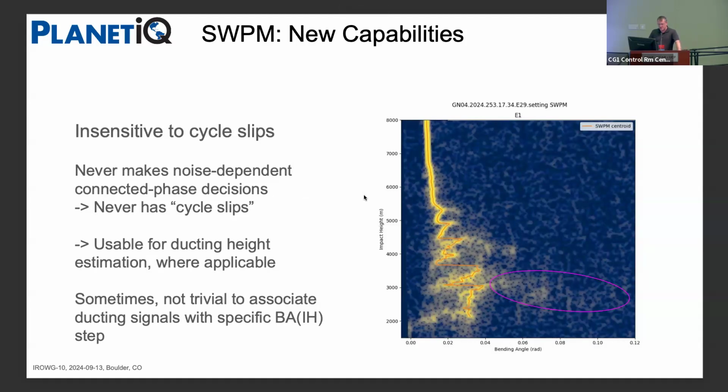Next up, it's insensitive to cycle slips because we never make a noise-dependent connected phase decision. It never has cycle slips.